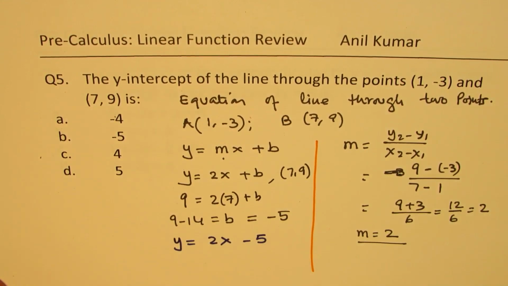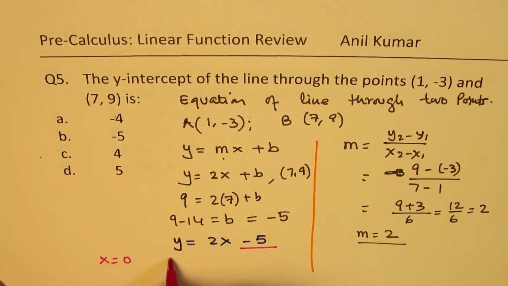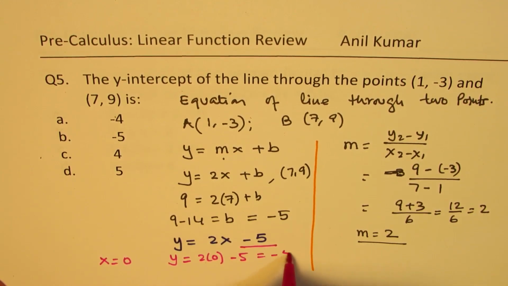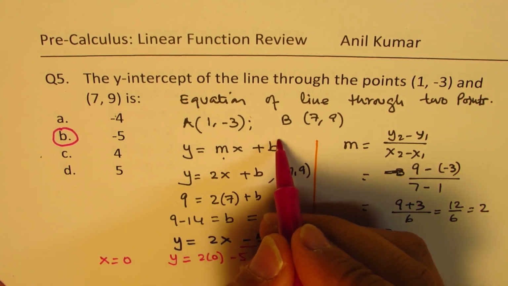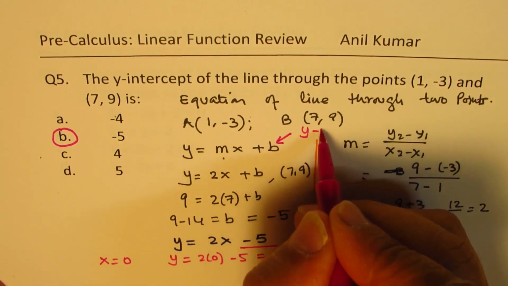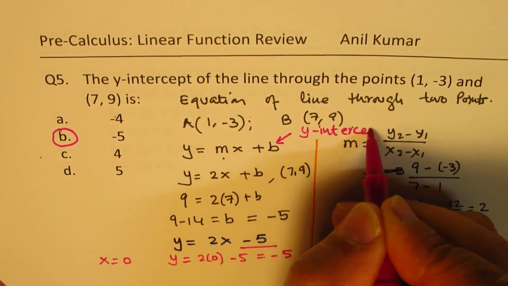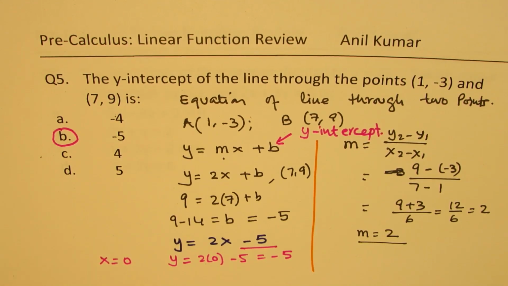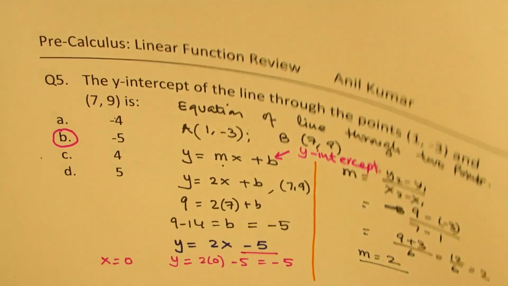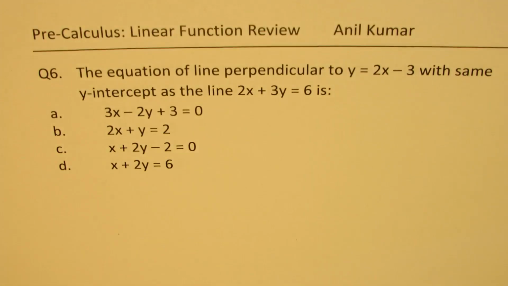And this value, -5, is the y-intercept. That means when x equals 0, then y equals 2 times 0 minus 5, which is -5. So b is the right option. So as you know, in this equation, b is the y-intercept. So I hope that is clear how to find the y-intercept when you're finding the equation of a line. Clear? So that is how we'll be doing it. Let's take up question number 6.